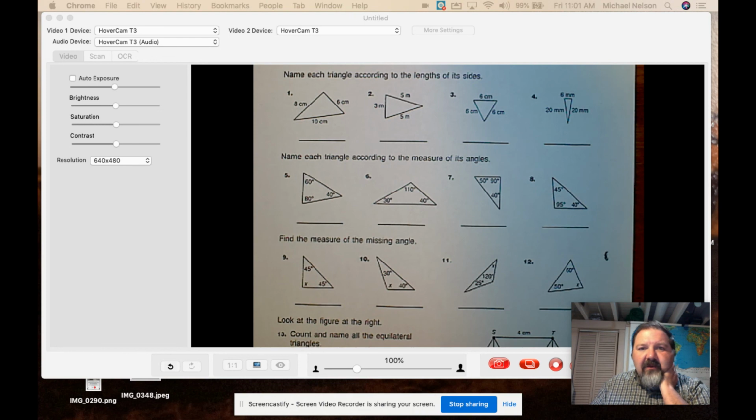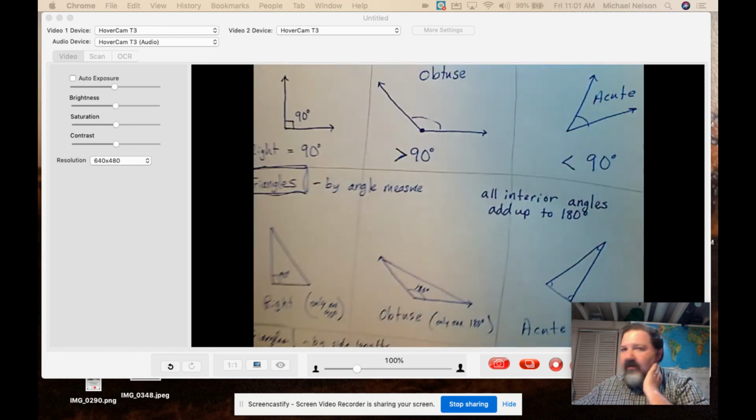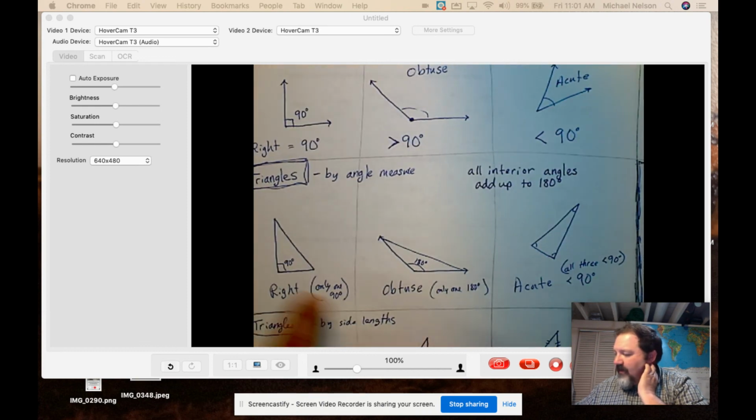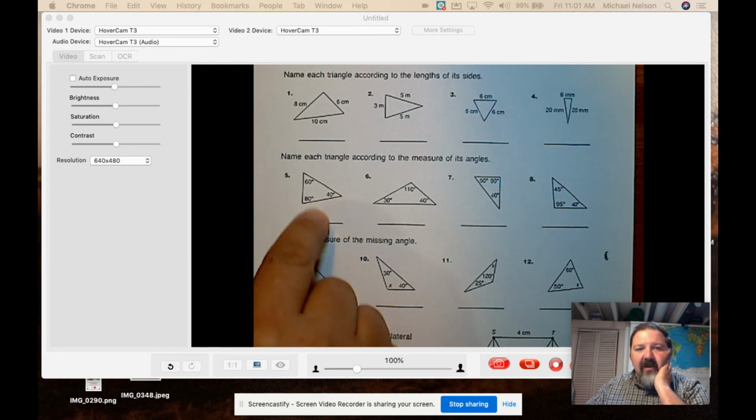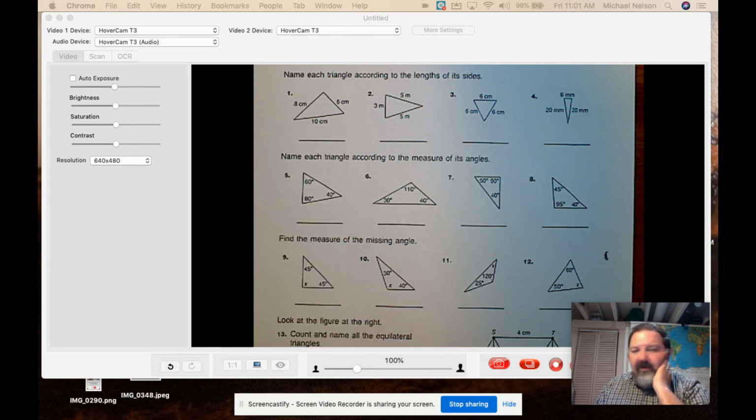Name the angle according to its measures. You come up and you look at, okay, well, there's triangles and their measures, 90 degrees, 180, and less than 90. So you've got acute, obtuse, or right. That shouldn't take you long. This one, they're all less than 90. Ought to be acute, right?